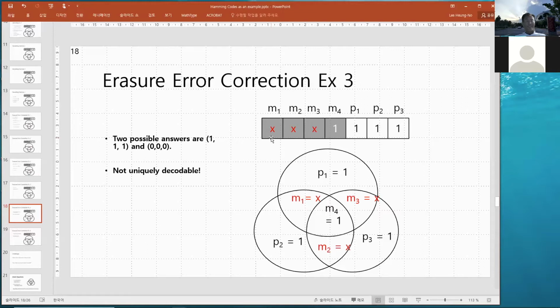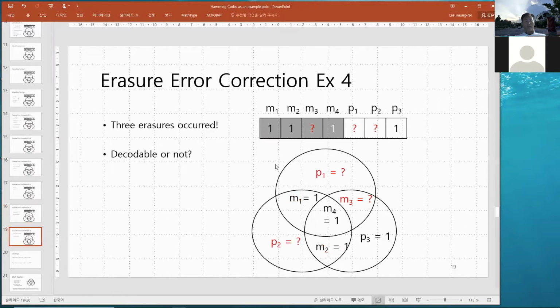Then can we ask whether in this code, all 3 erasures cannot be decoded? We have to check, right? So let's check. I have erasures on M3, P1, P2. Erasures occur this way. In this particular case, P2 is uniquely decodable because 3 things are determined. So M1, so 1, 1, 1 here, so this has to be 1. So P2 has to be 1. And there are three numbers determined, so M3 has to be 1.